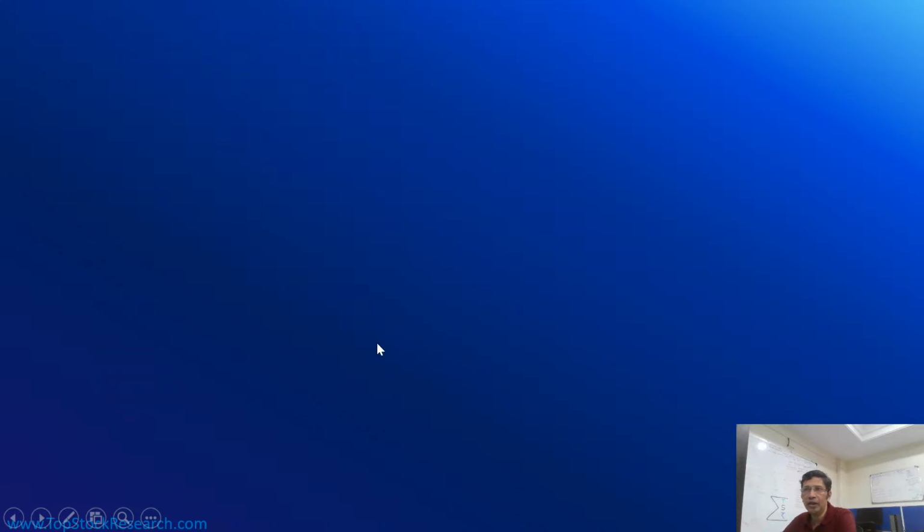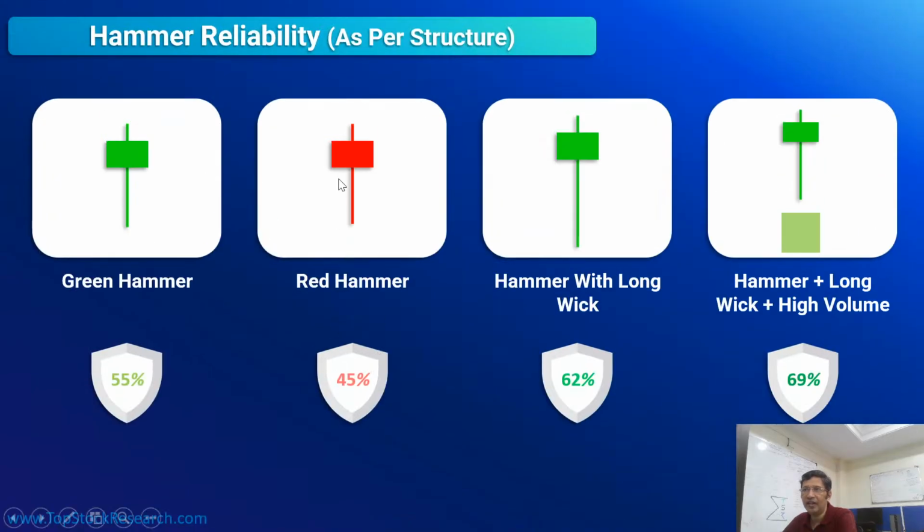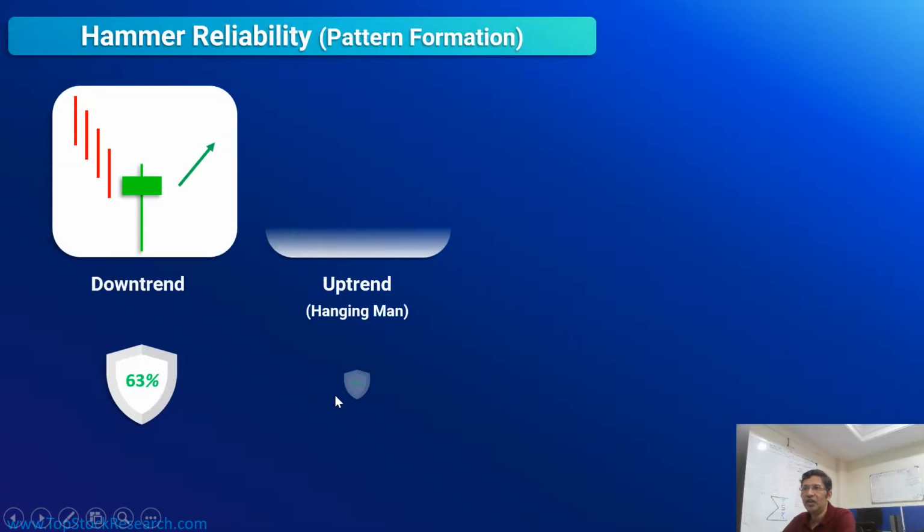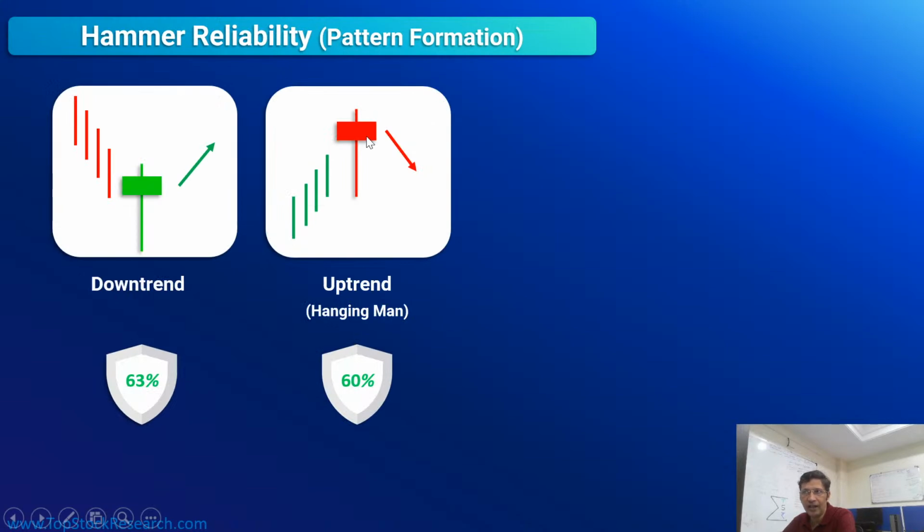Remember, guys, in the previous one, the reliability of this red hammer or hanging man was 45%, but where it is formed should give you a lot better confidence. If it is formed in an uptrend, then the reliability increases significantly, and obviously the volume and other things also come into the picture.